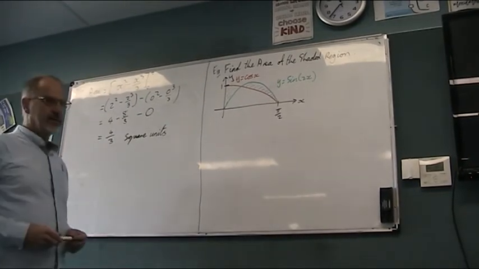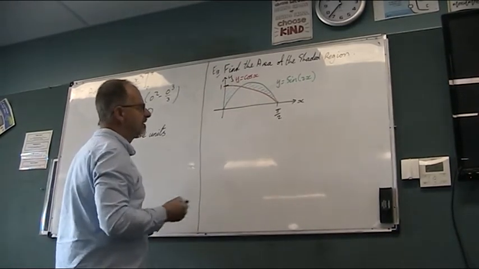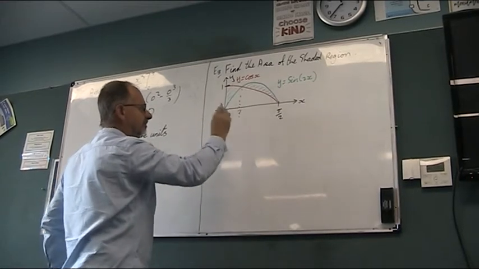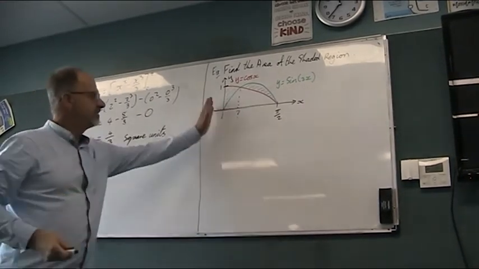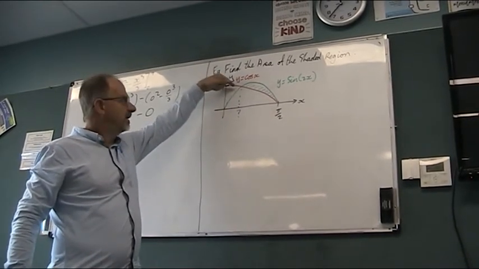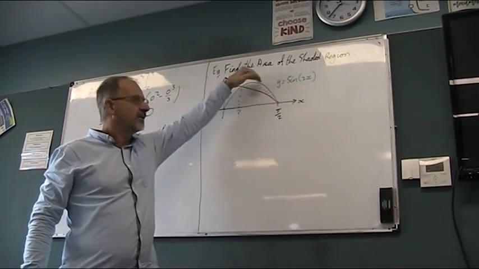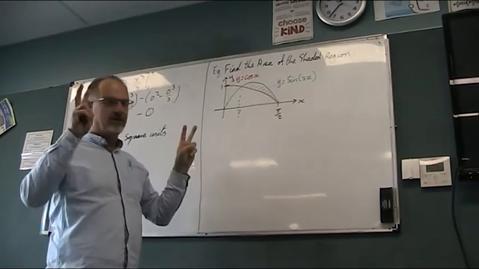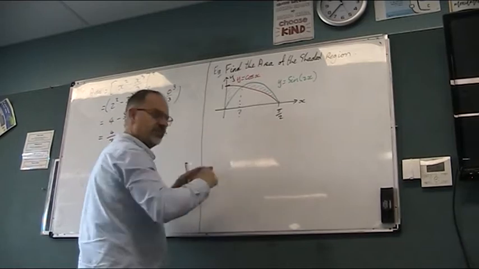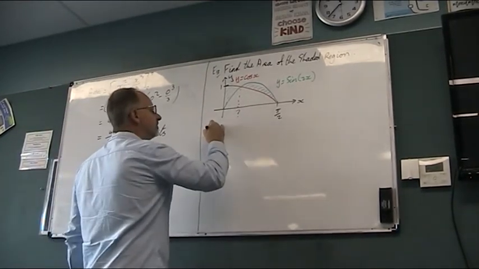With this one, the shaded region is the region in between the two bits. So the key point is here. From 0 up to whatever value that is, the red one's on top, but then from there to pi on 2, the green one's on top. So we've got to split it up into two integrals, work out this one, work out that one, put them together. So we need to know the intersection point.